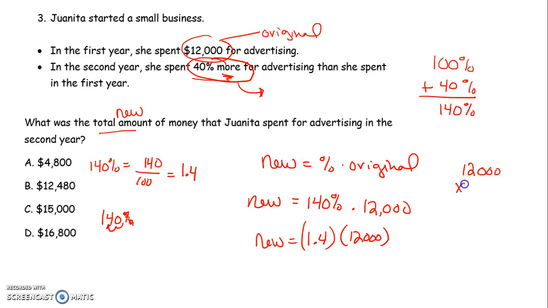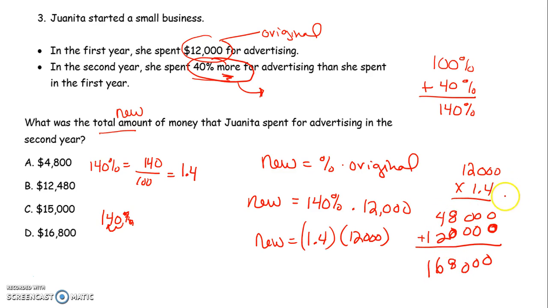12,000 times 1.4, 0, 0, 0. 4 times 2 is 8. 4 times 1 is 4. Put down a 0 placeholder because we're starting the next lot over here, and then 0, 0, 0. 1 times 2 is 2. 1 times 1 is 1. Add those up. 0, 0, 0, 8, and 0 is 8. 4 and 2 is 6, and 1. Move that decimal point over one place. So this year, the new amount she's spending is $16,800.